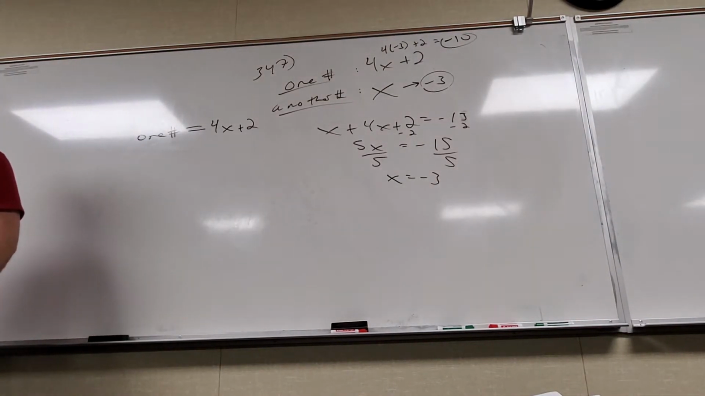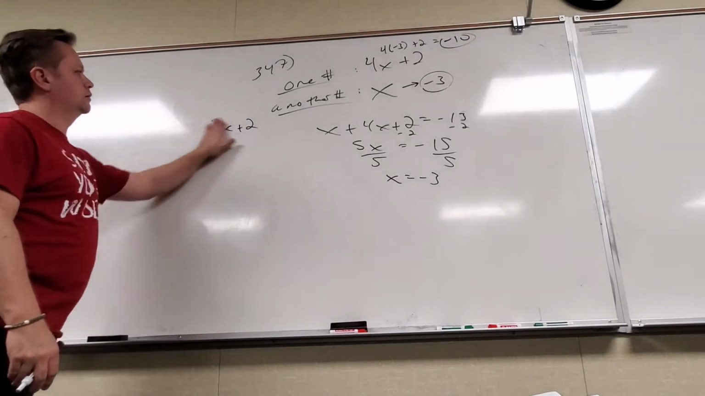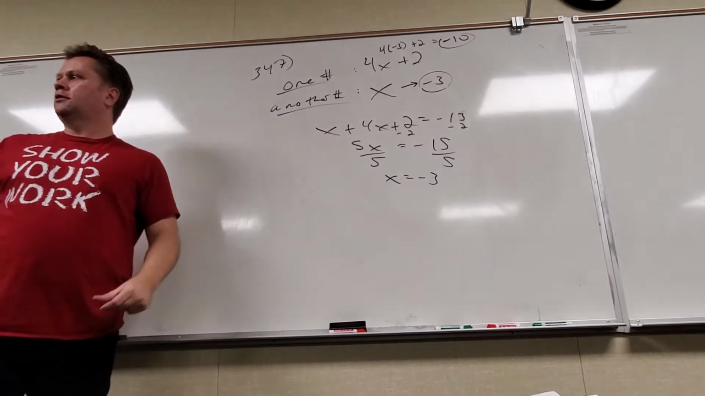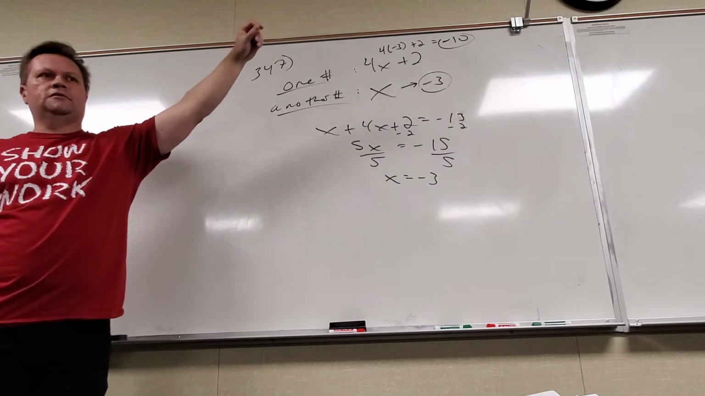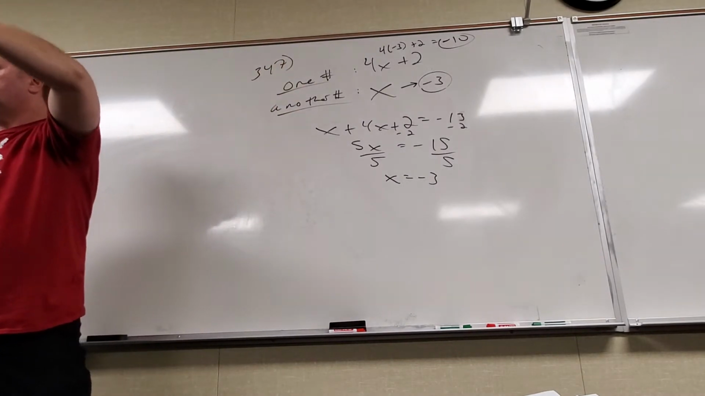So say if I was to do, you see how one is 4x plus 2 and another is just x? If I had those flipped, would that still work? No. Because what's the one number supposed to be? Negative 10. And what's the other number supposed to be? Negative 3. Yours would have been turned around.